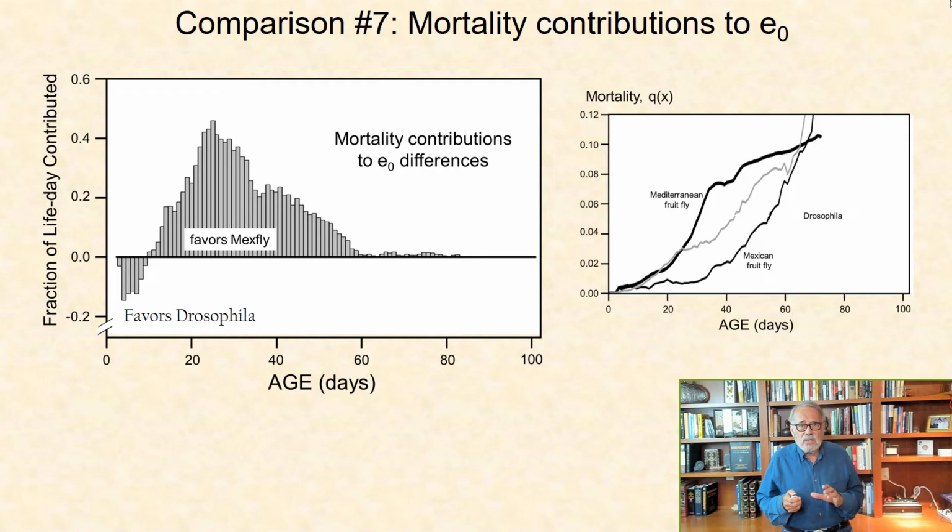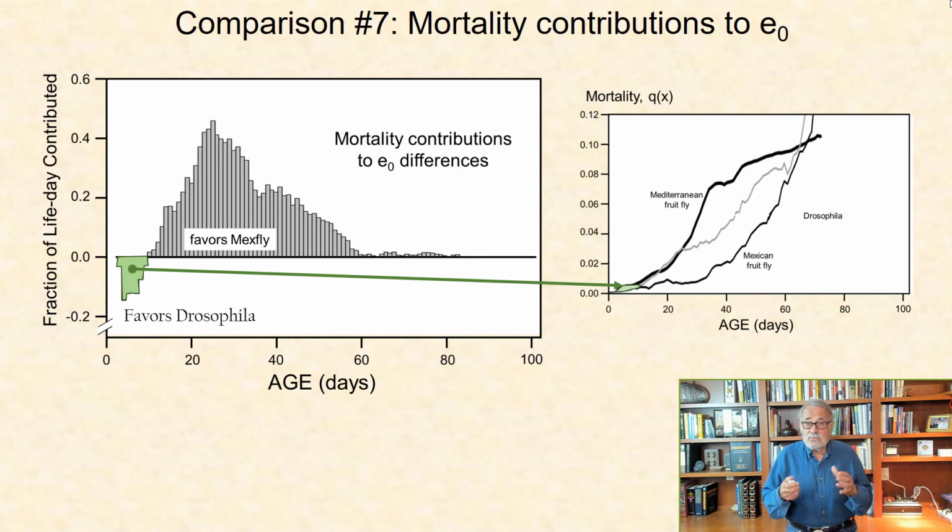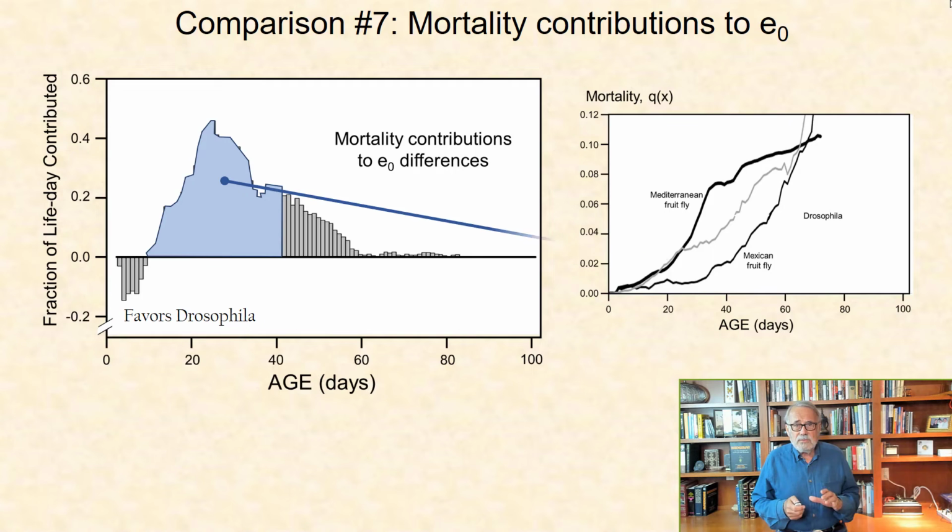The differences in mortality in the early ages favors Drosophila for a small proportion of the overall difference in life expectancy. However, the vast majority of mortality differences contributing to the life expectancy differences occurs between around 10 days and 40 days of age for these 2 species, as shown in the blue shaded areas of both graphics.